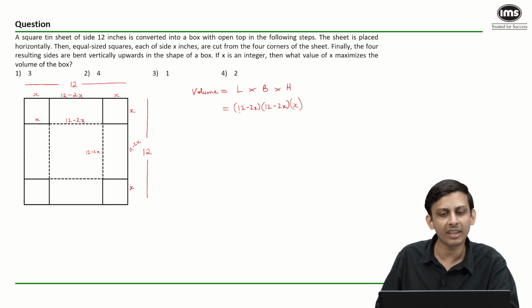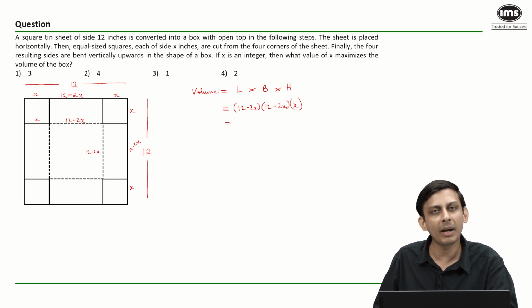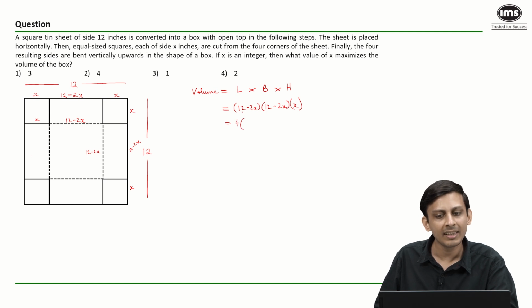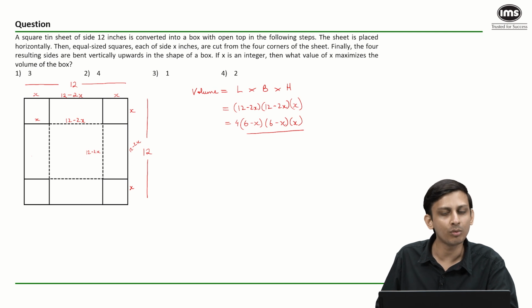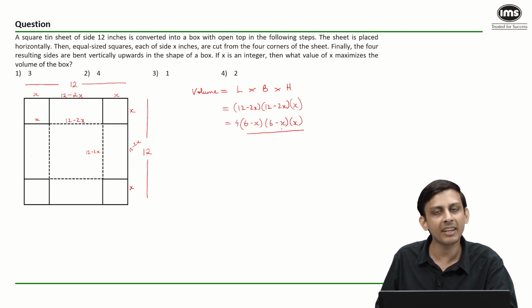Okay, so if we try to use that, first of all, we simplify this. In 12 minus 2x, we can take a 2 common, and in the other 12 minus 2x also, we can take a 2 common. 2 into 2 will give us 4. After taking 2 common, we will have 6 minus x and 6 minus x. Now, 4 is fixed. We have to maximize the product of these values, 6 minus x into 6 minus x into x.